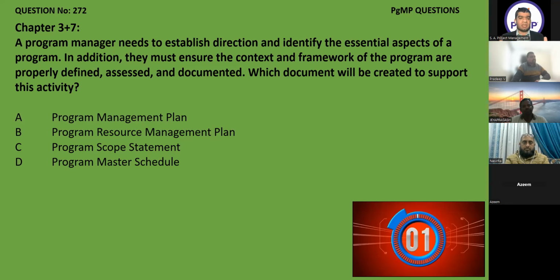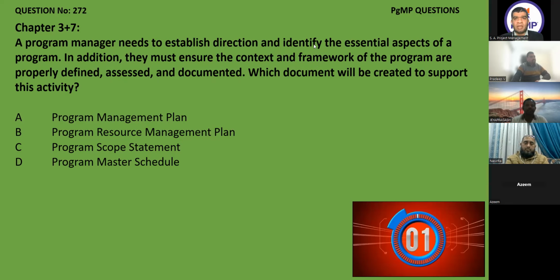The theme is WBS, work breakdown structure, or the scope. Agreed? Like Mr. Azim said, we are talking about essential aspects. One is that is the keyword, and other, if you just look at the tone of the question, program manager needs to establish direction and identify the essential aspects of a program. Aspects means what I need from the program, a scope. In addition, they must ensure the context and framework of the program are properly defined, assessed, and documented. Only is talking about the scope, WBS. Which document will be created will be the scope, program scope statement.